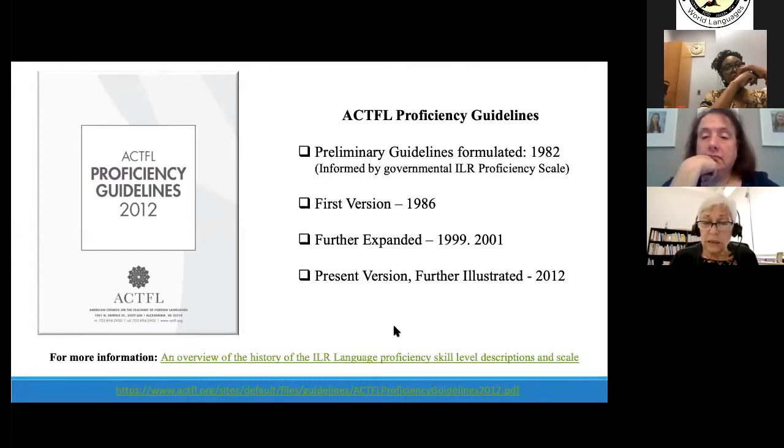You'll see a link at the bottom, actually two links at the bottom. One of them, if you're interested in more information about the Interagency Language Roundtable and its development of the proficiency rating scale, there's a hyperlink there. Again, in about a week, or after this presentation, you'll get access to the PDF. You can just click that. And down at the bottom is the link to the actual ACTFL Proficiency Guidelines document.